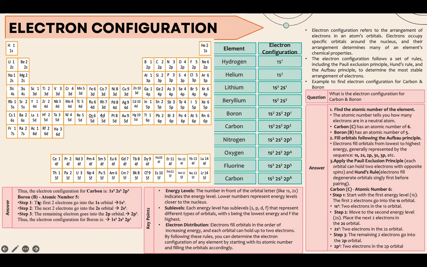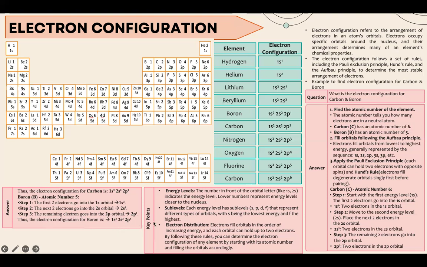Let's look into boron. Boron's atomic number is 5. So the position of boron is here. Step 1, the first 2 electrons go into the first s orbital, which is 1s2. Step 2, the next 2 electrons go into the second s orbital, which is 2s2. Step 3, the remaining electron goes into the 2p orbital, which is 2p1. Thus, the electron configuration for boron is 1s2, 2s2, and 2p1.